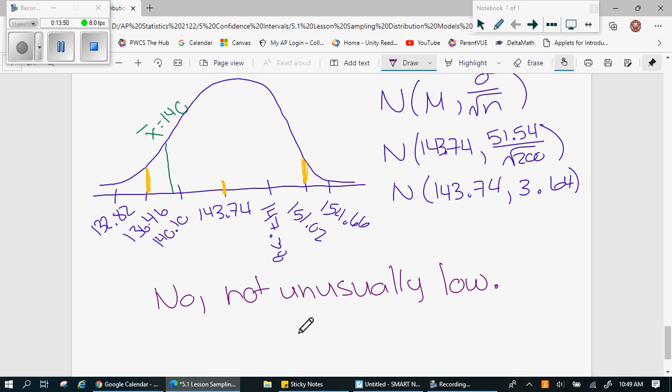Okay, 2 standard deviations above or below is sort of the cutoff point. If we get any further away from the mean than that, it's less likely that that will occur, and so we would consider that an unusual sample mean.